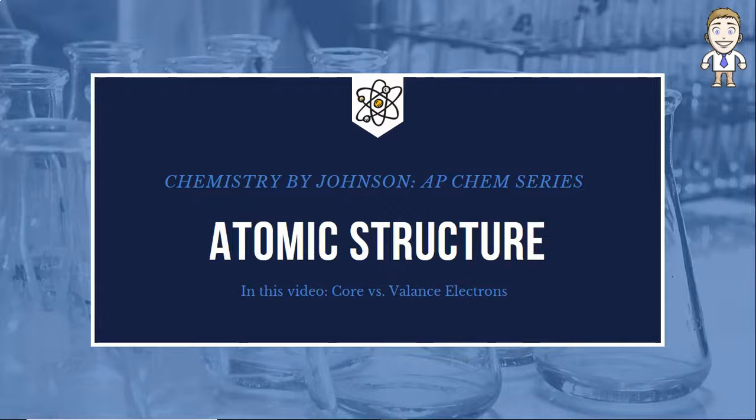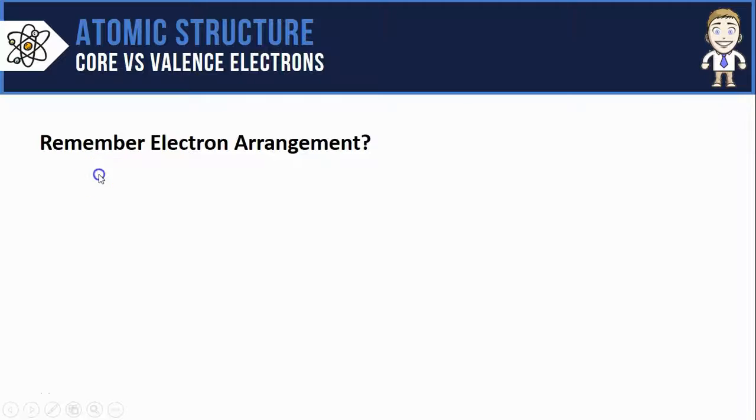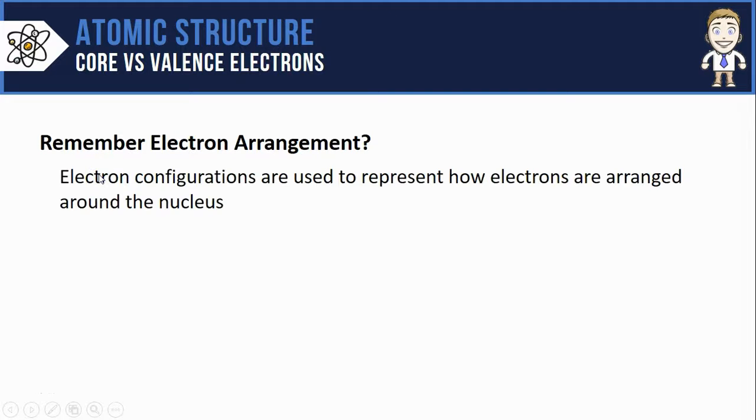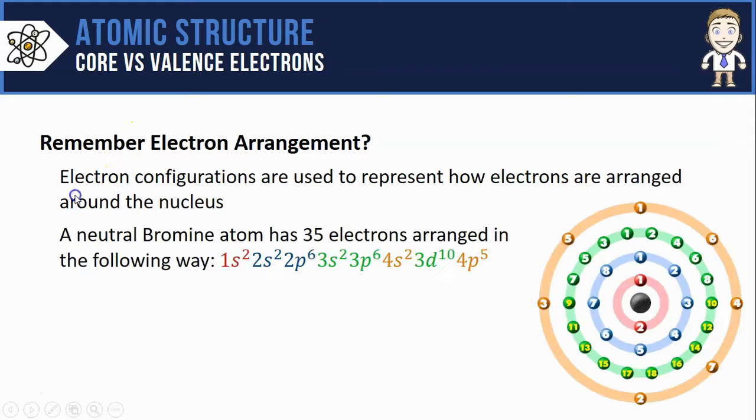Hey everyone, in this AP Chem series video, I'll explain the difference between core electrons and valence electrons. First, remember that electron configurations are convenient ways to represent how the electrons are arranged around a nucleus. So pick any element, like a neutral bromine atom shown here on the right with 35 electrons.